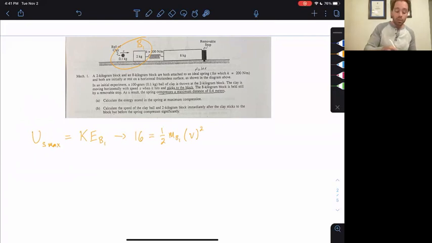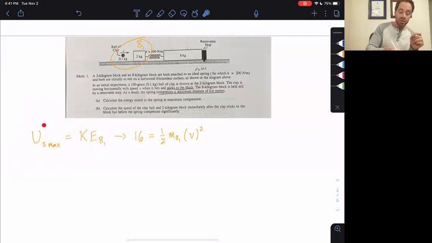Now, just to be clear, I'm contrasting the potential energy that gets stored in the spring here with the kinetic energy of the block when it begins to compress the spring. So these are at different points in time, but because of conservation of energy, you should know that the amount of energy that the spring has eventually stored in it needs to be equal to the amount of energy that the block plus ball system had when it began to compress the spring.